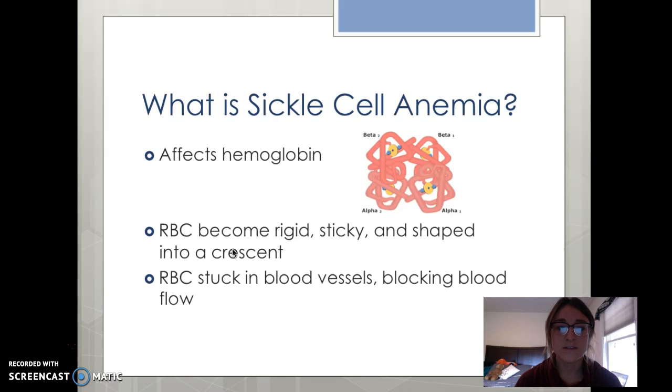So in sickle cell anemia, red blood cells can become sticky, rigid, and shaped in the form of a crescent. Due to that, they can get stuck within blood vessels, blocking the blood flow, or even stopping the blood flow throughout the rest of the body.